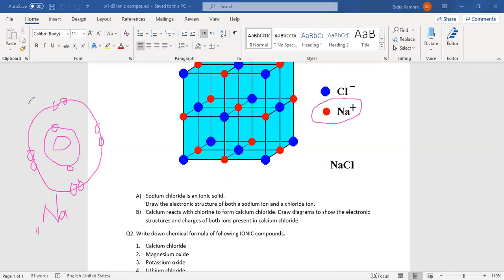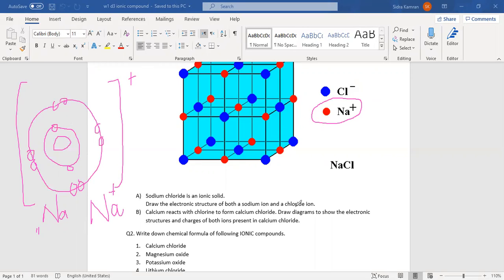So we need not write the third shell because we are drawing the structure of the sodium ion. Here you have to write the positive charge, which shows 1 electron is lost by the sodium atom. So this is the sodium ion, a positive ion.